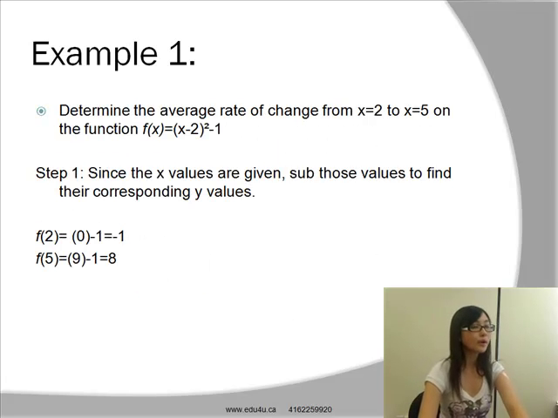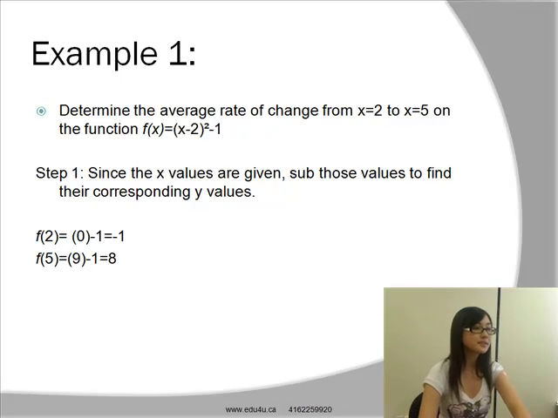Now let's take a look at example 1 from your learning resources. It asks us to determine the average rate of change from x equals 2 to x equals 5 on the function f of x equals, in brackets, x minus 2, bracket close, squared, minus 1.